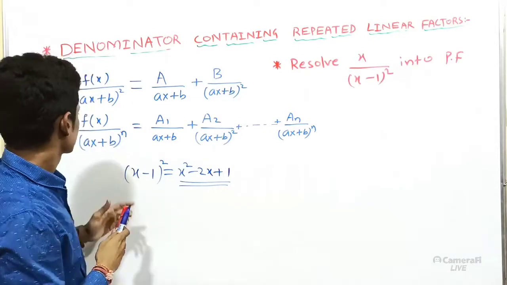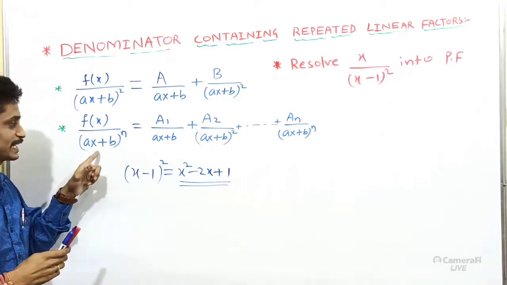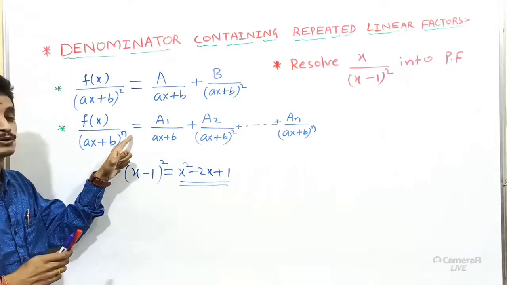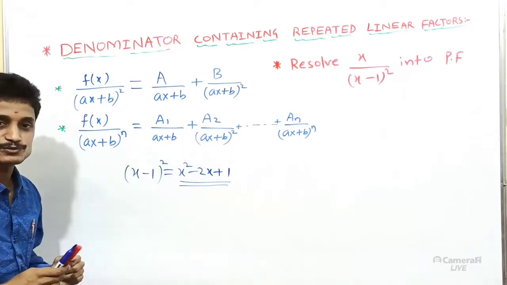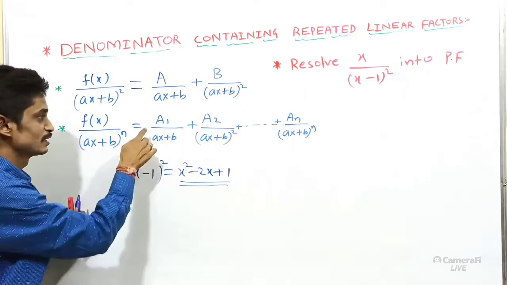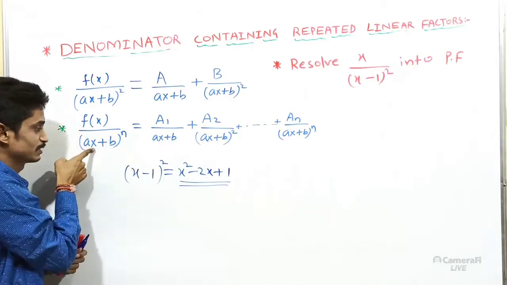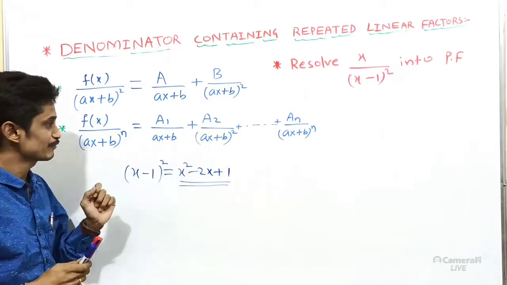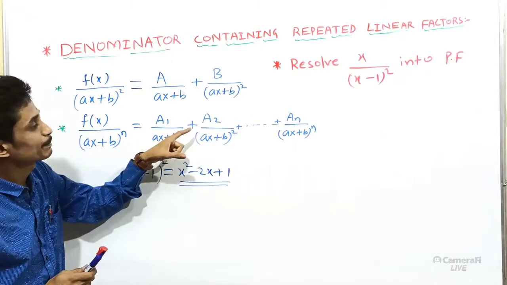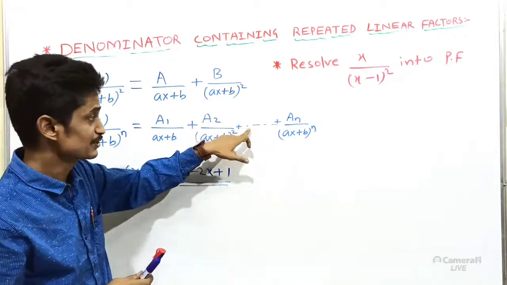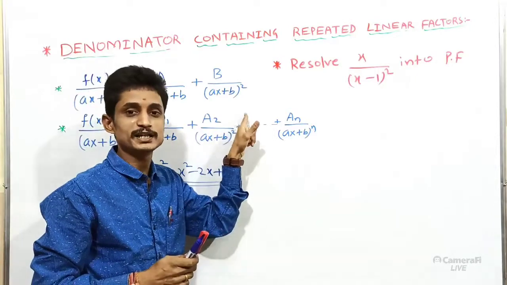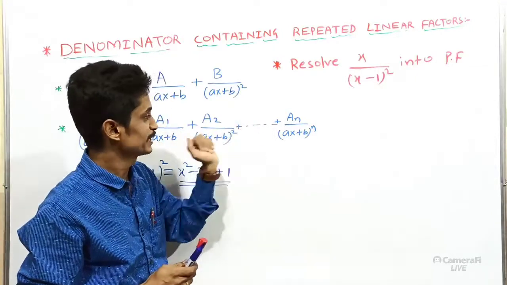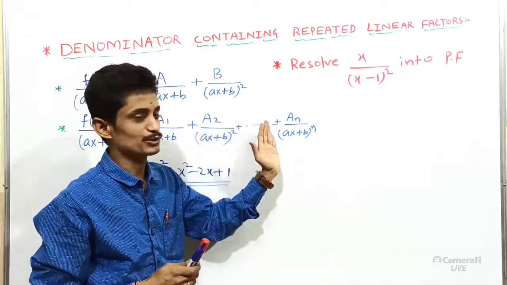But here just observe f of x divided by ax plus b whole power n. How many times do we write? n times. That is a1 divided by ax plus b, plus a2 divided by the next one with power 2. Just tell me what is next? a3 divided by ax plus b whole cube and so on.